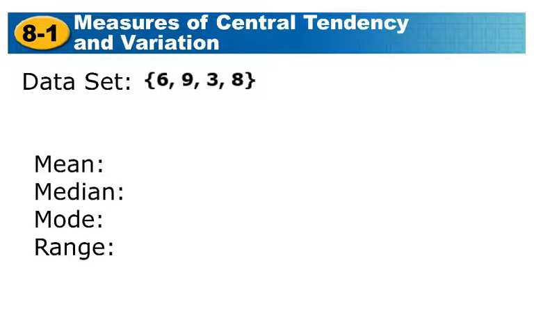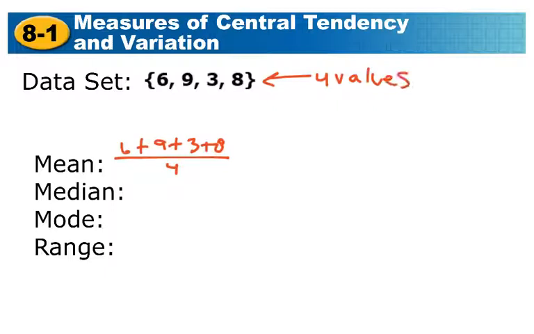So your mean, remember, is adding everything up. So we're going to take 6 plus 9 plus 3 plus 8 and divide by the number of numbers. So there are 4 values here. And so if we add them all up and divide by 4, we're going to get 6.5. Alright, so that's our mean.